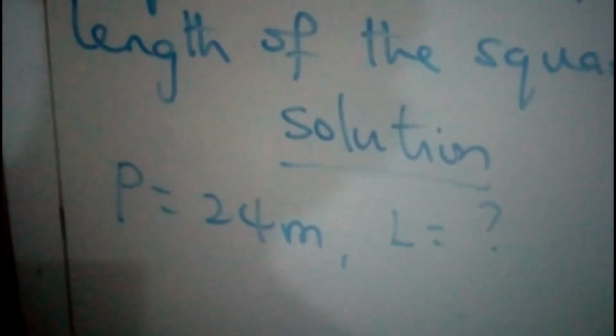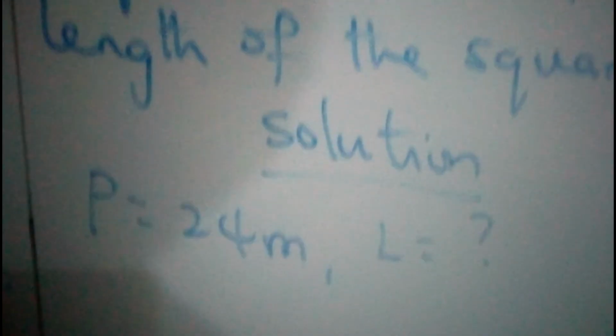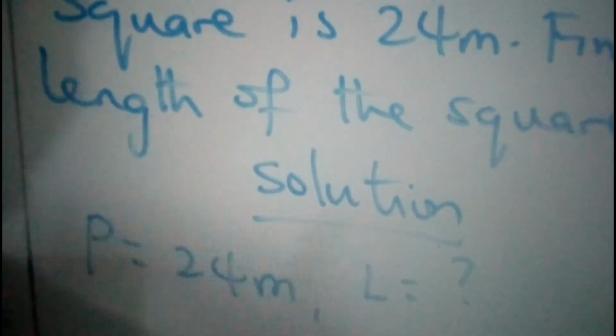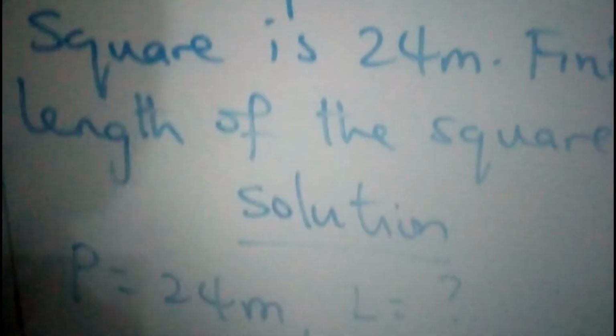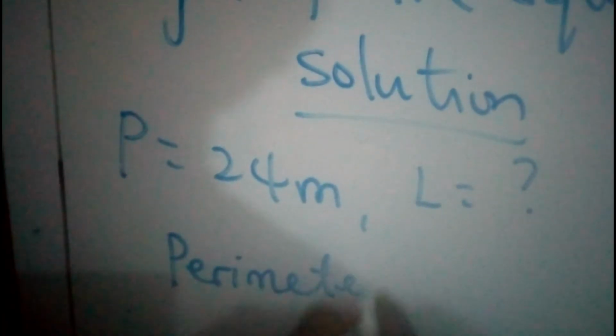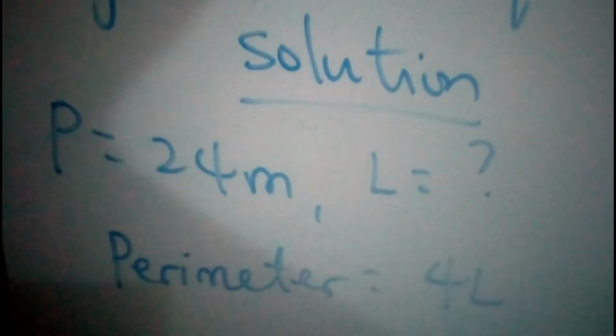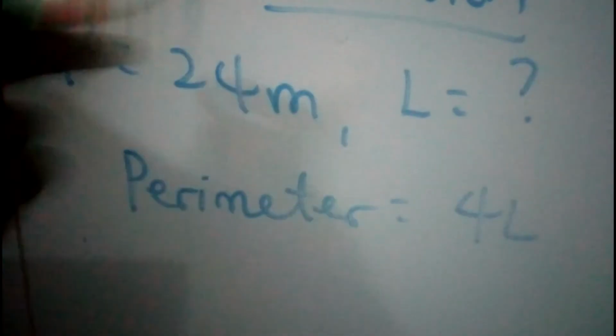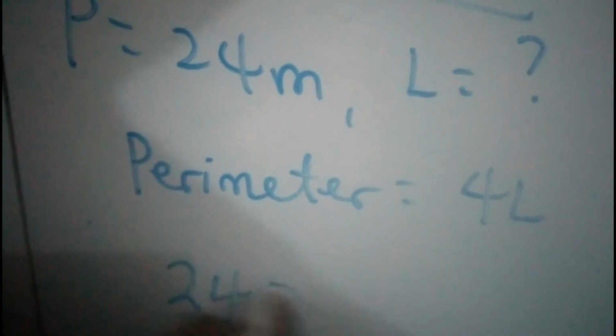Since perimeter is given, it means we are dealing with the perimeter of a shape, so you still use the formula for perimeter. What's the formula for the perimeter of a square? Perimeter of a square equals what? 4L, that's 4 times length. So let's substitute. Wherever you see perimeter, you put 24 there. So 24 equals what? 4L. We don't know our L, so we have to find L.